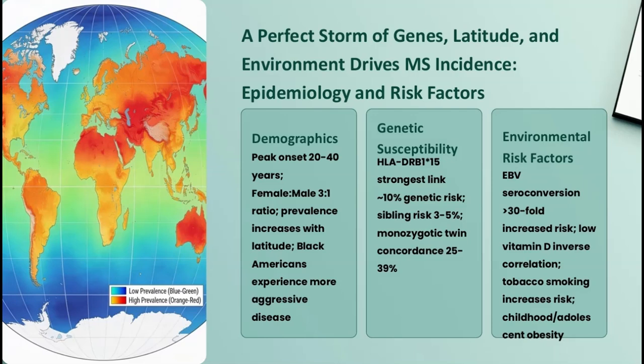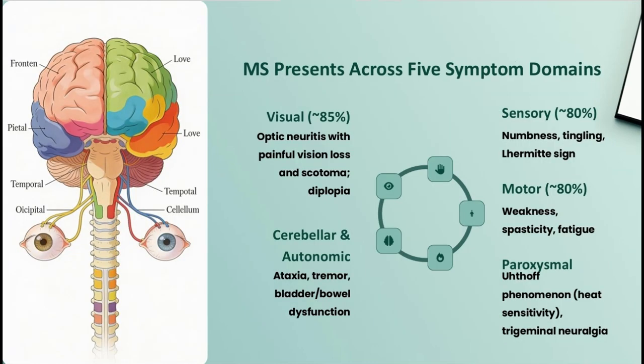The strongest known environmental association is Epstein-Barr virus. Seroconversion dramatically increases risk. Other established contributors include vitamin D deficiency, cigarette smoking, and obesity, particularly during adolescence. So clinically, think of MS as the result of genetic susceptibility interacting with environmental immune triggers.